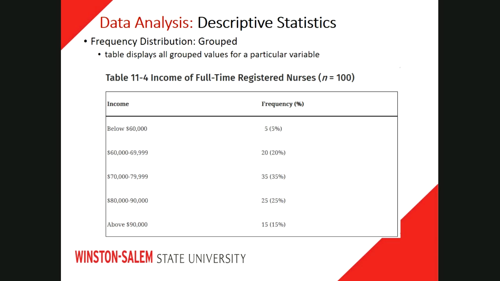Then you've got frequency distributions that are considered to be grouped. So you have group values or categories for a particular variable. Here you have the number and the percentage of people based on who fell into various categories based on income.